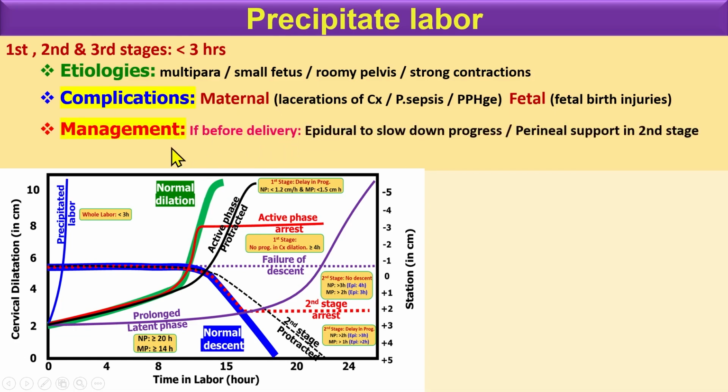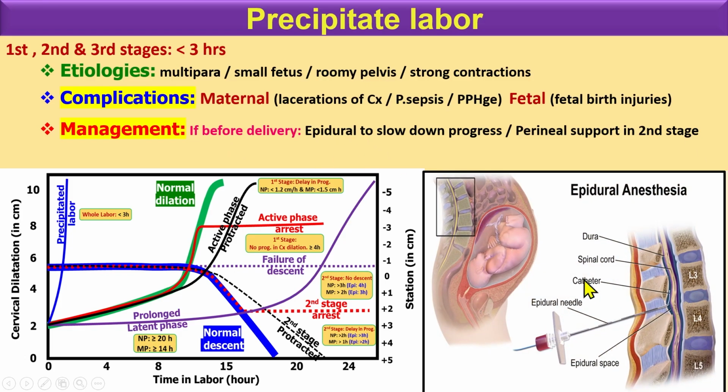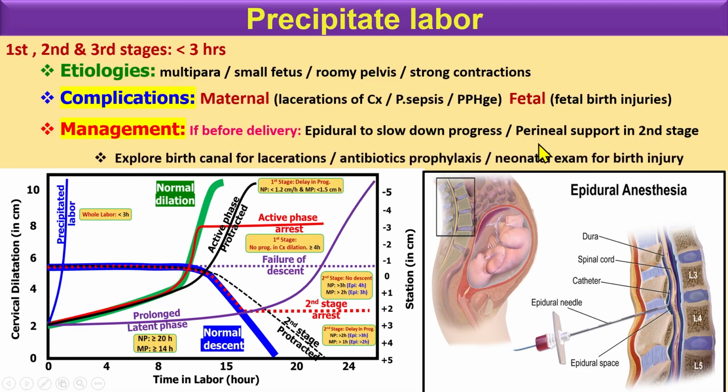What is the management? Before delivery, you give epidural anesthesia, which slows the progress of labor, and you should also take care of the perineum, so give perineal support, especially in the second stage, to prevent perineal injury. And if the delivery has occurred, you should explore the birth canal for laceration and give antibiotic prophylaxis. And do a neonatal exam for birth injury.